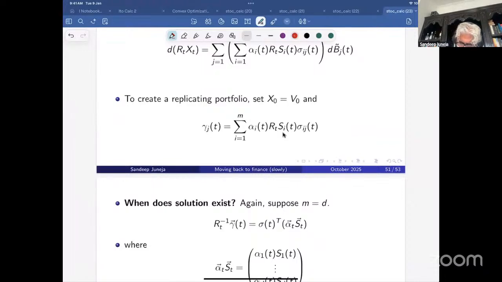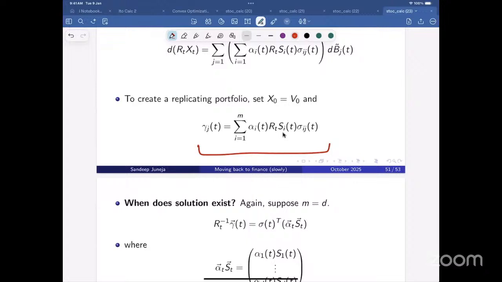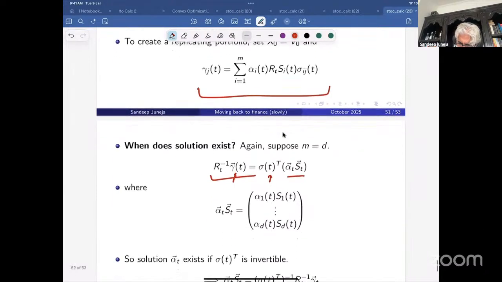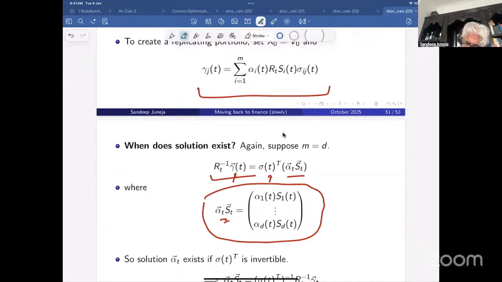Okay. So we need to solve this thing here. Now we need to show that the solution exists. I've just taken R_t to the other side. This becomes a vector representation. And this is sigma t transpose into alpha bar t S bar t. So rather than keeping S bar as a matrix, I've just defined this notation here. So I want this to be solvable. I want to be able to solve for alpha t.